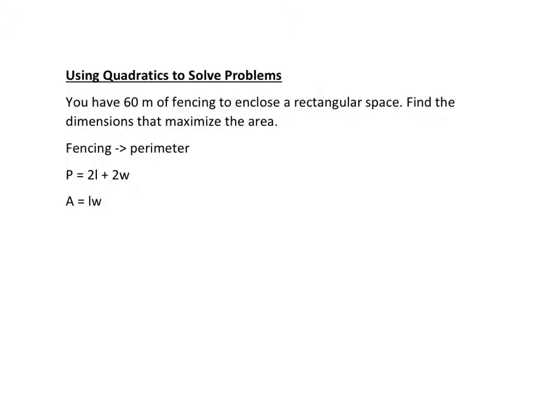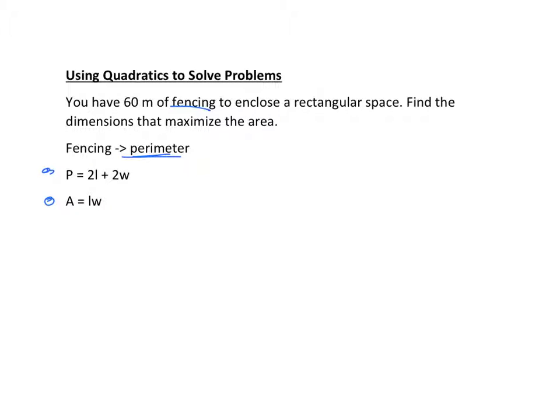The first thing to think about when you're looking at the question is to really decide what information you've been given. If we're talking about fencing, we're really talking about the perimeter of that rectangular area. So it's important to know that perimeter is 2 lengths plus 2 widths, and we want to maximize the area, and area of a rectangle is length times width.